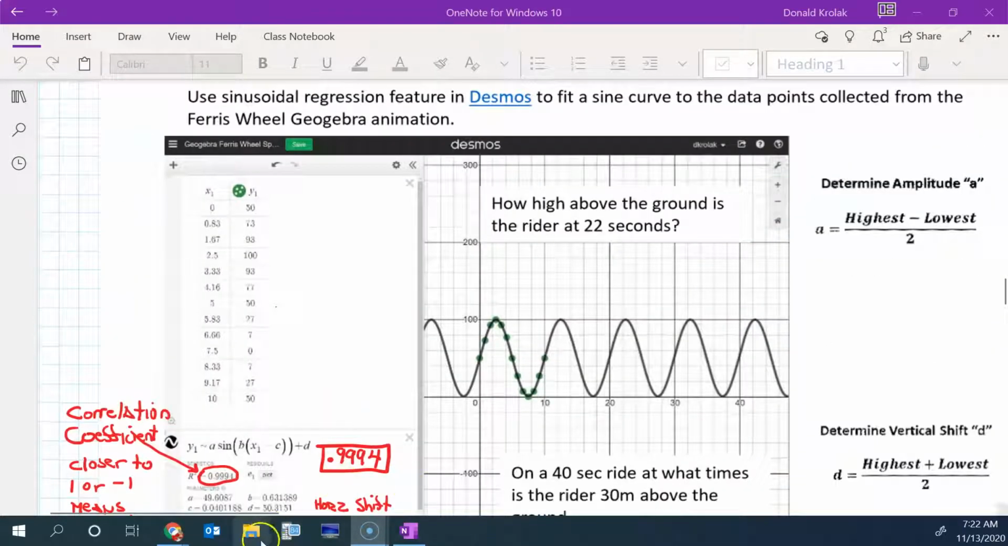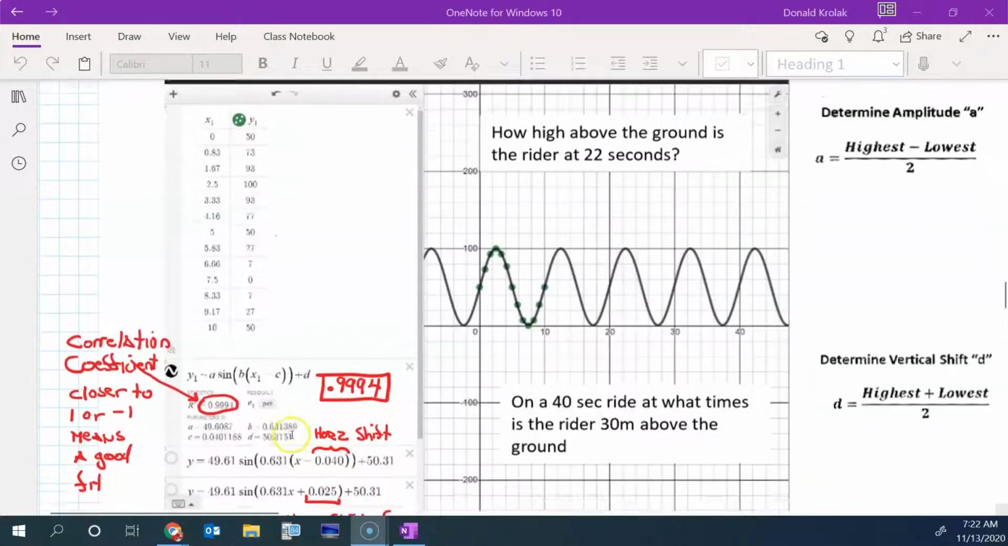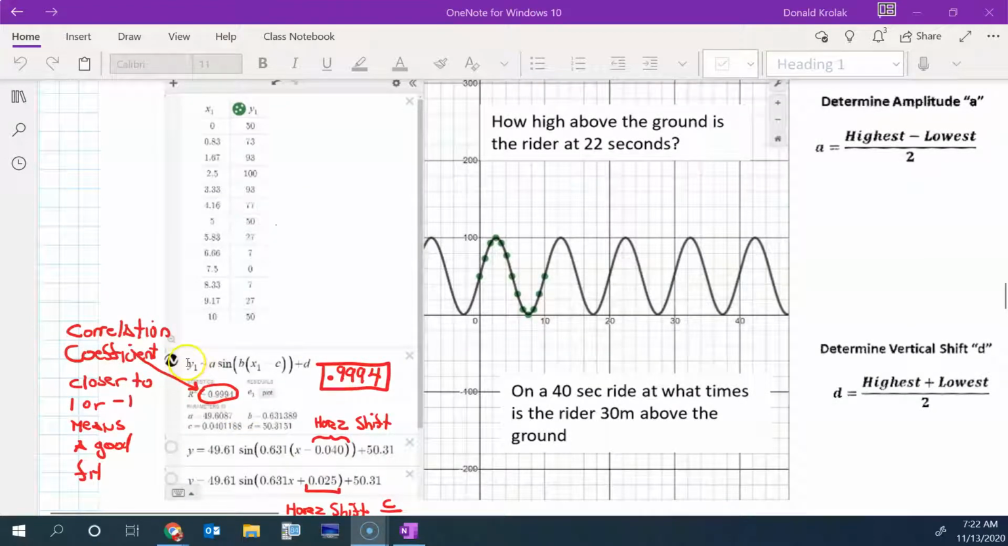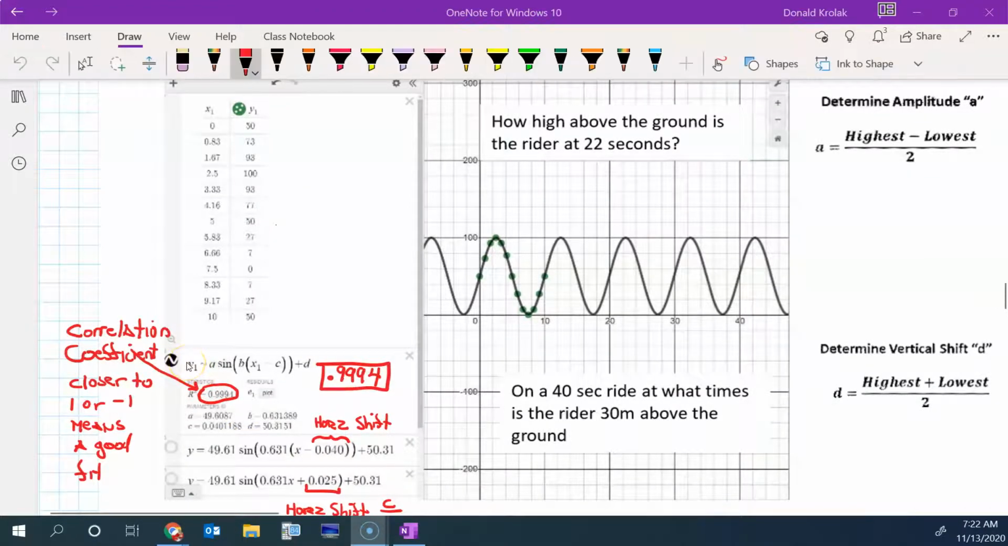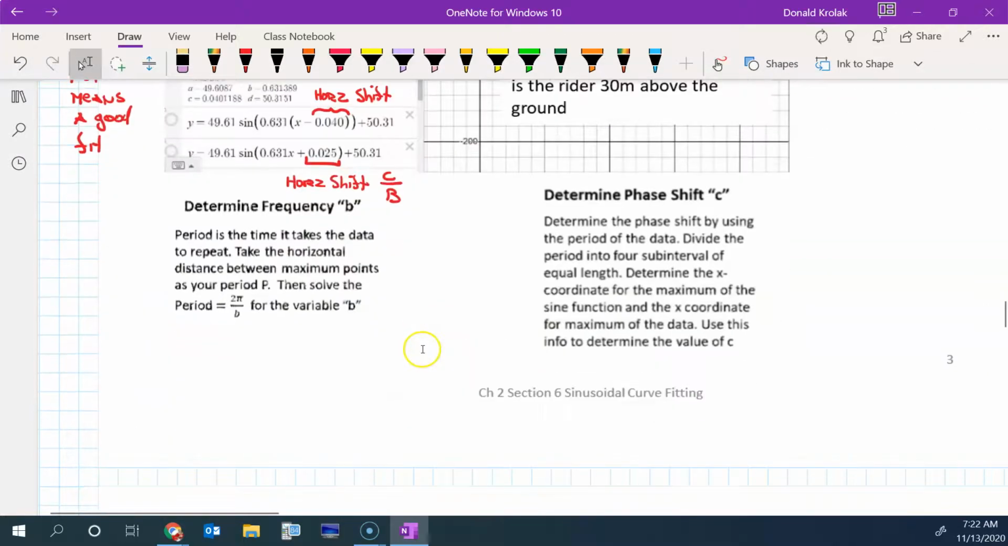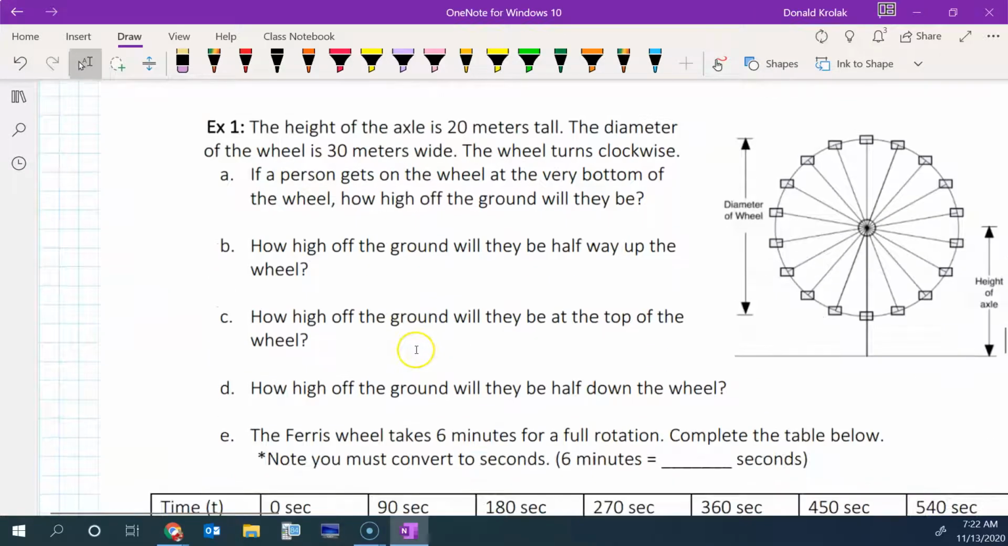All right, so yesterday we used the feature in Desmos, and if we put in the data, we could fit a sine curve to that data using this regression formula right down here. All right, so today we're going to do the same thing, but now you've got to come up with the data yourself.